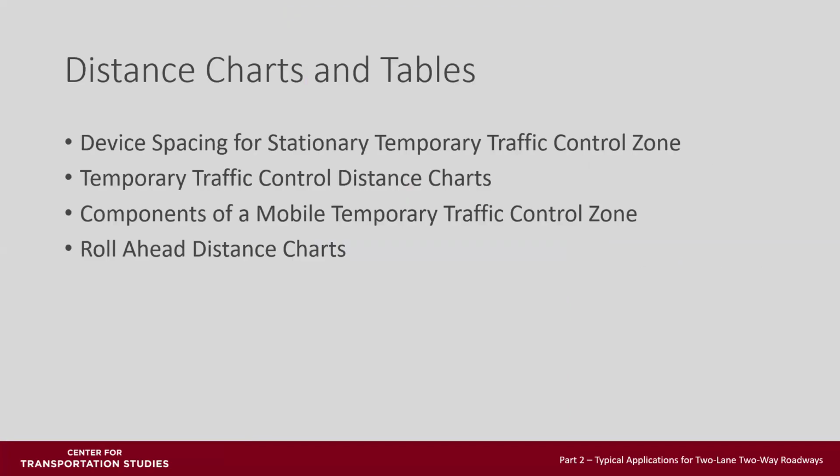Before looking at the particular layouts, let's take a look at the distance charts and tables. Most of the layouts use variables for distances, allowing them to be used for multiple speed roadways. The main charts and tables are spacing for stationary work zones, traffic control distance charts, components of mobile work zones, and roll-ahead distance charts for mobile work zones. Let's take a quick look so you become familiar with the charts.